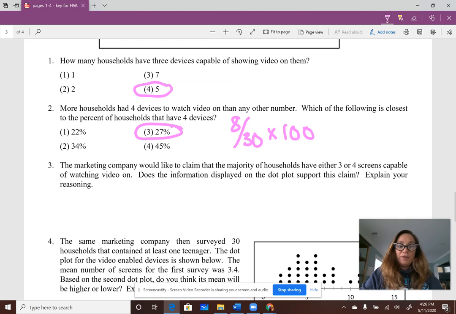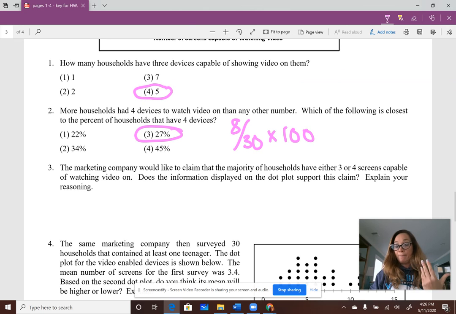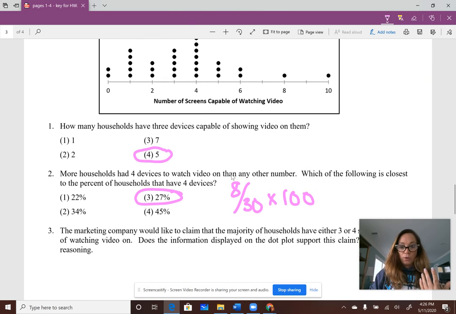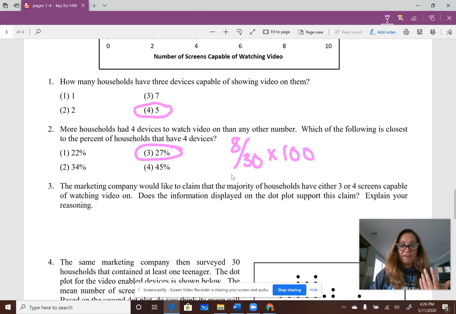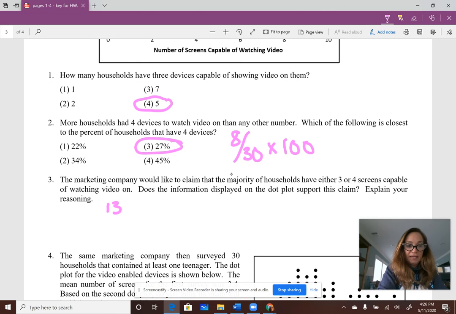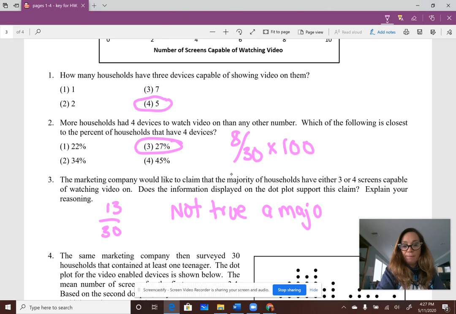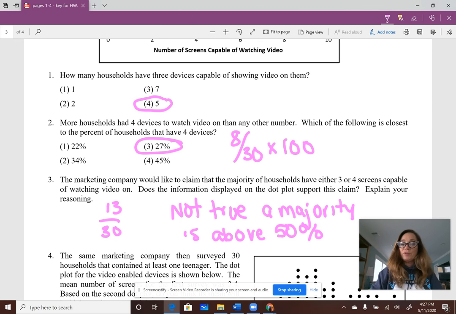Okay. The marketing company would like to claim that the majority of households, now majority means 50% or actually technically above 50%. So 3 or 4 would be the 5 plus the 8, which makes 13. 13 over 30. That is not true. A majority would have to be above the 50%. And 50% would be 15 out of 30, half of 30.